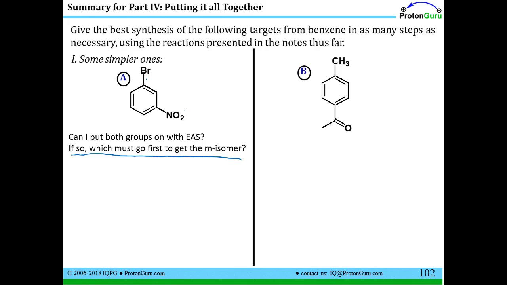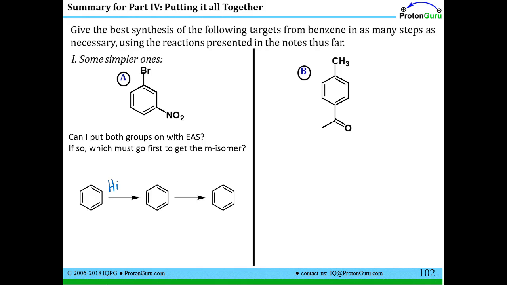So thinking about the planned synthesis, we would want to first put on the nitro group. The nitration requires that you use nitric acid and sulfuric acid, and that will place the nitro group on first. Next we need to put the bromine on. This requires using bromine and either iron or ferric bromide as your Lewis acid, and that allows you to put the bromine with some selectivity for the meta position.